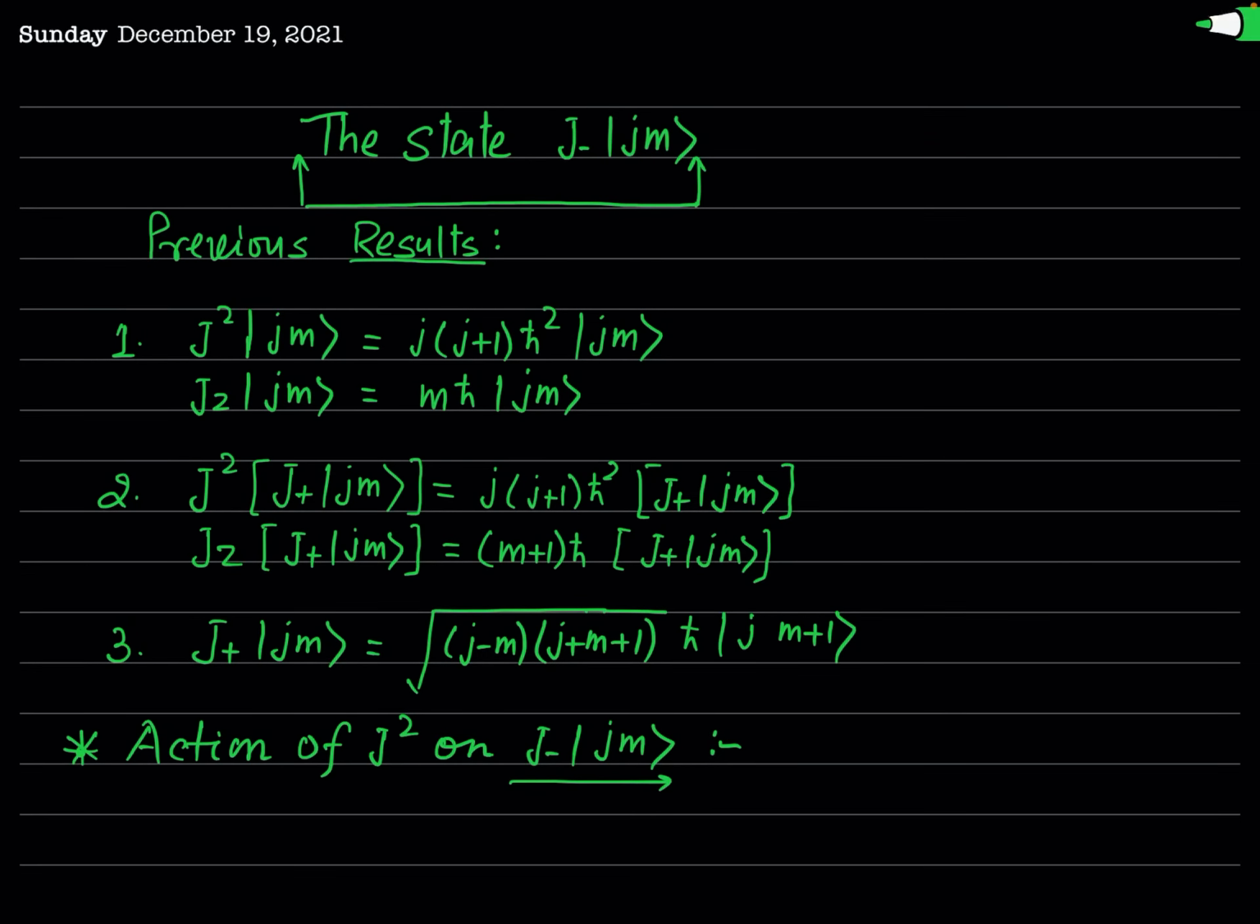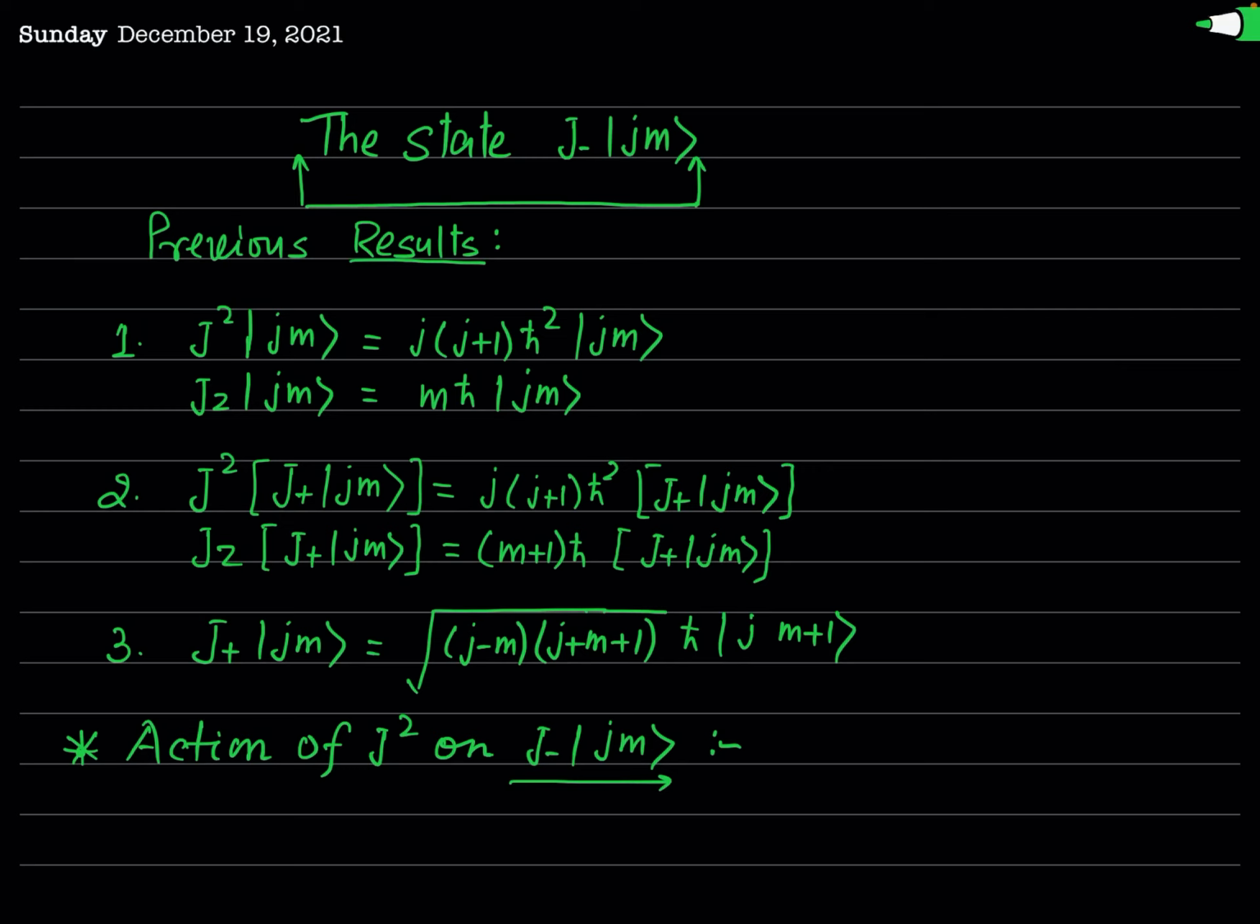In the previous lecture, you have seen the eigenfunction and eigenvalue of the operators J² and Jz when we consider J₊|j,m⟩ as an eigenstate. So I have mentioned the results of the previous lecture.